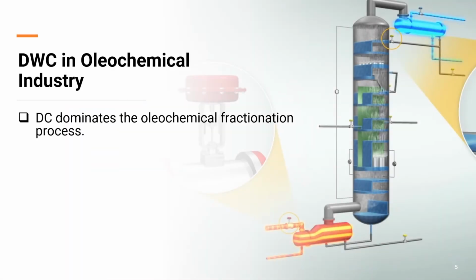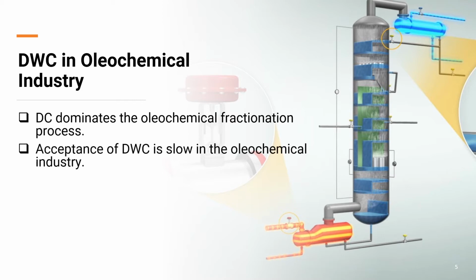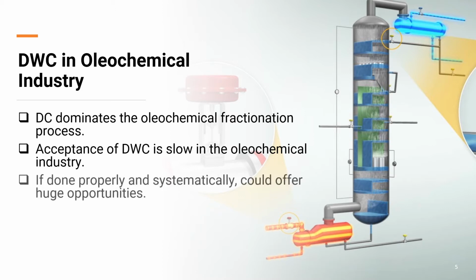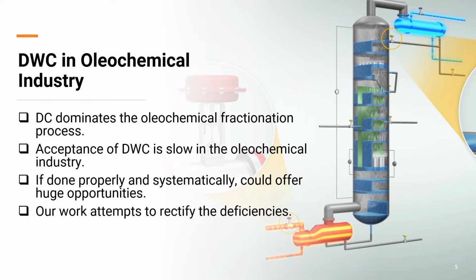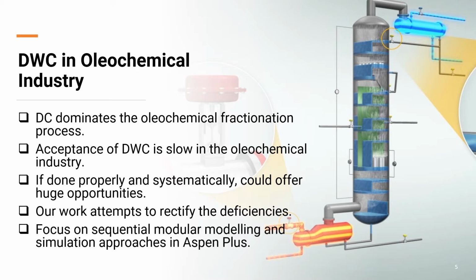Distillation columns dominate the oleochemical fractionation process. Our survey from 12 oleochemical plants shows that fractionation processes were done using conventional distillation columns. Unlike the oil and gas industry, acceptance of DWC is particularly slow in the oleochemical industry. This is due to lack of a systematic design approach, operational experience, and knowledge. But if done properly and systematically, DWC could offer huge opportunities. Therefore, this work attempts to rectify the deficiencies by providing an exciting opportunity to advance the understanding of this growing area of research. Our work will focus on using state-of-the-art sequential modular modeling and simulation approaches in Aspen Plus.